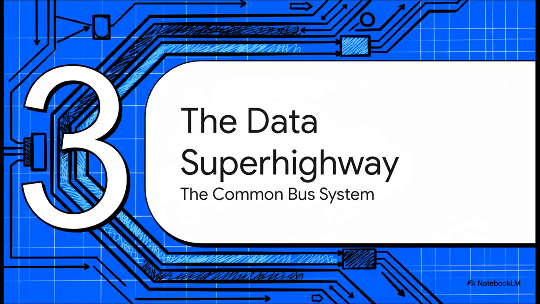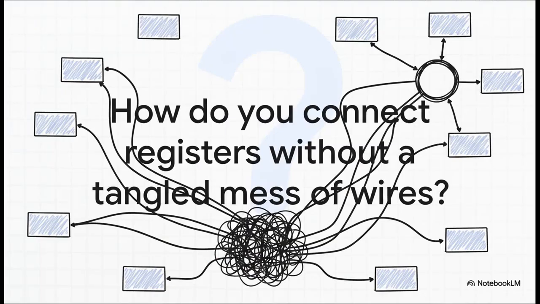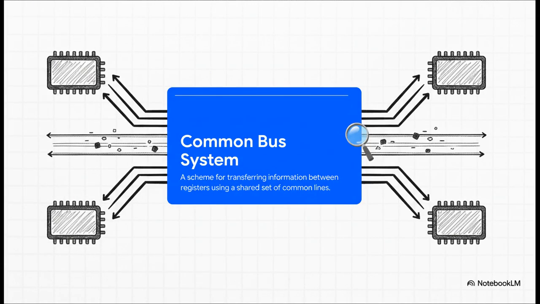Okay, so we can move data between two registers. That's cool. But a processor has dozens, sometimes hundreds of them. How do you connect them all without creating total and utter chaos? Well, let's talk about the data superhighway. I mean, seriously, just try to picture it. If you had to run a dedicated wire from every single register to every other register, you'd have an impossible rat's nest. It would be a nightmare. There has to be a more elegant solution. And of course, there is.